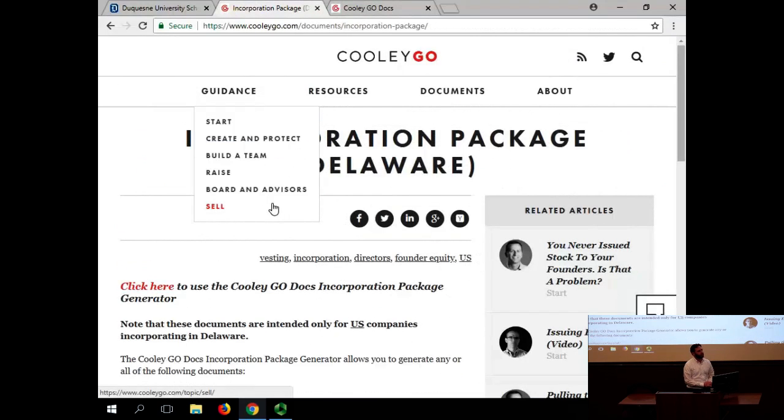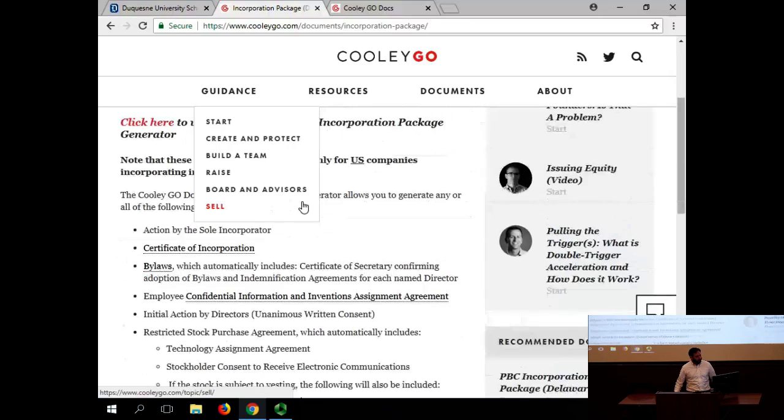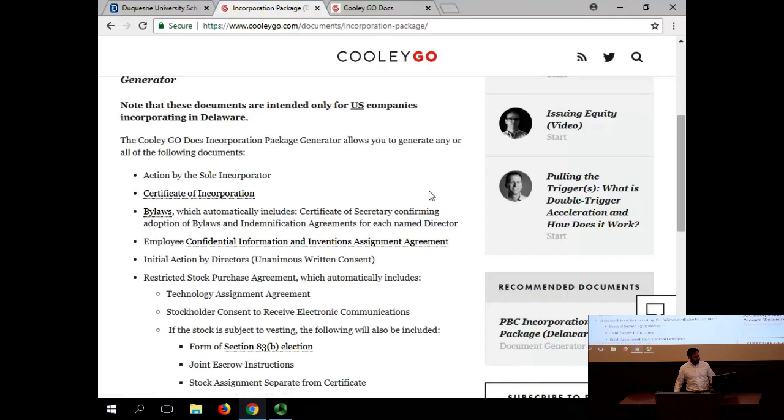Cooley is a law firm based in California, really an international law firm, that has put together some self-help for entrepreneurs through a set of document generators. I use these in various courses in various formats, and there are a number of documents on here. We're going to be looking at their incorporation package generator, and we're going to be answering a set of questions about a startup company, creating this hypothetical company and generating these documents so that we can learn what they consist of. Anyone can access this. It's free. It's called Cooley Go.